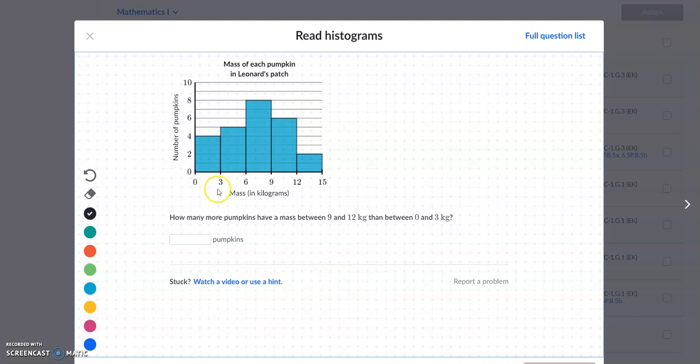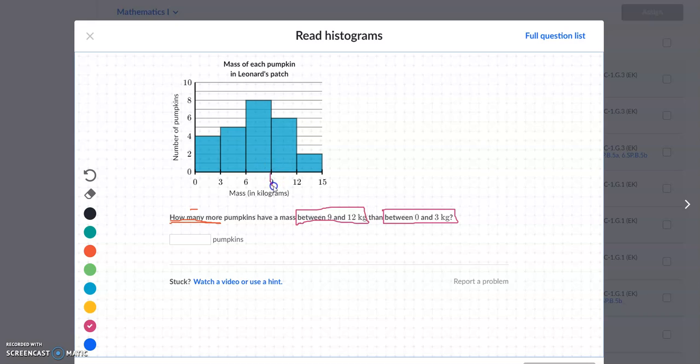Okay, one more example. Here we have how many more pumpkins. Remember, we had one of these already. How many more means we're probably going to be subtracting something. So let's go see what we're going to be subtracting. How many more pumpkins have a mass between 9 and 12 than between 0 and 3? And kg means kilograms. So how many more pumpkins have a mass between 9 and 12?